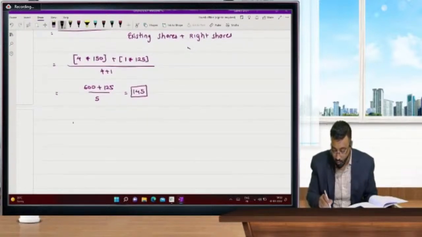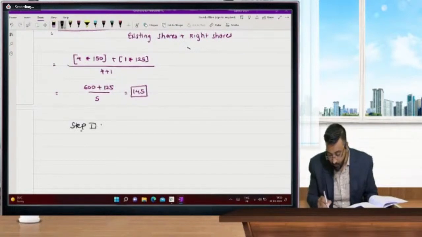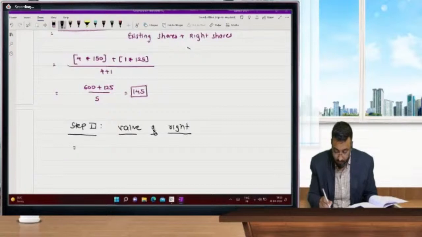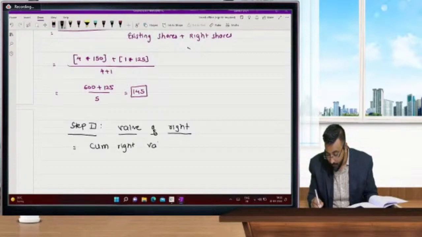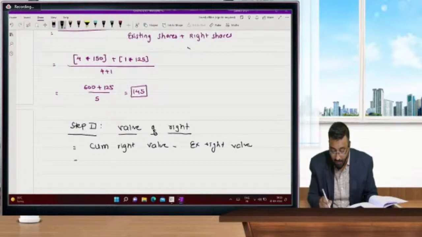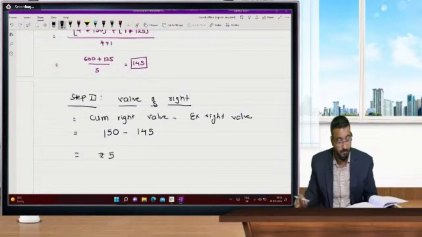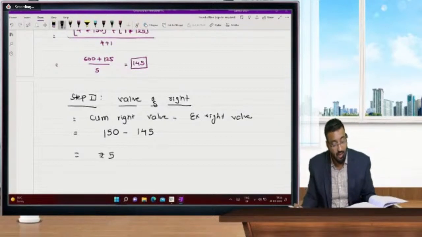Step 2. Value of right, beta. Value of right is cum right value minus X right value. What is cum right value in our example? 150. And what is X right? 145. So beta, rupees 5 is the value of right.